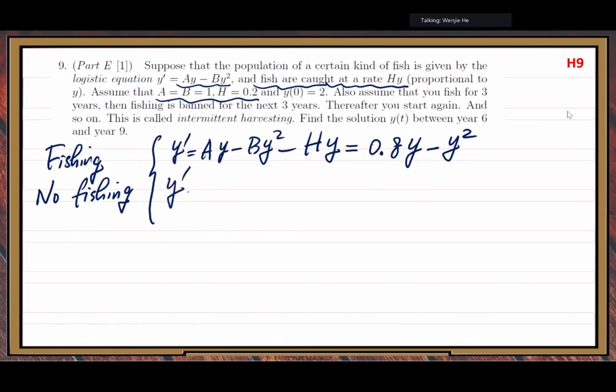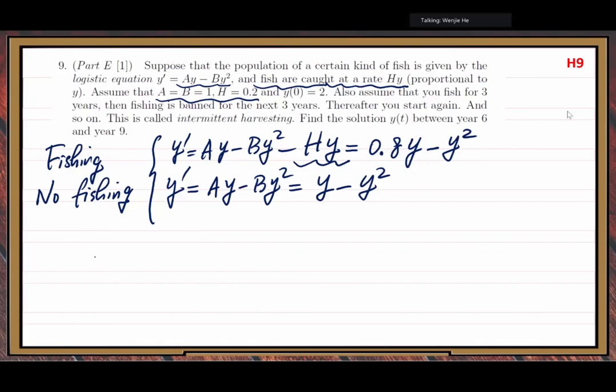For the no fission case, you do not have the fish catching part, the last term. So you only have ay minus by squared. So your ODE is this. Two different ODEs. Then, based on the different stages, you apply a different ODE.